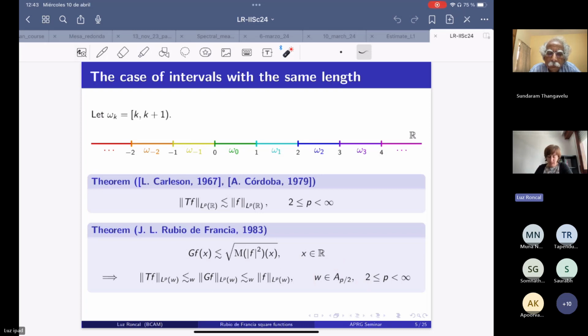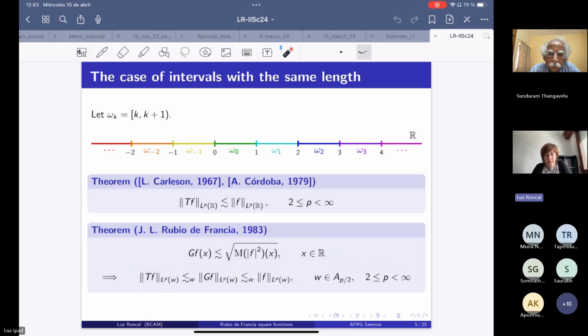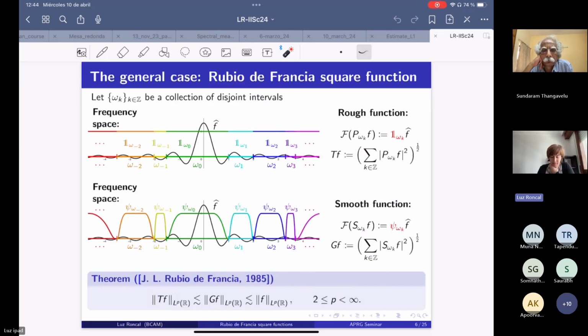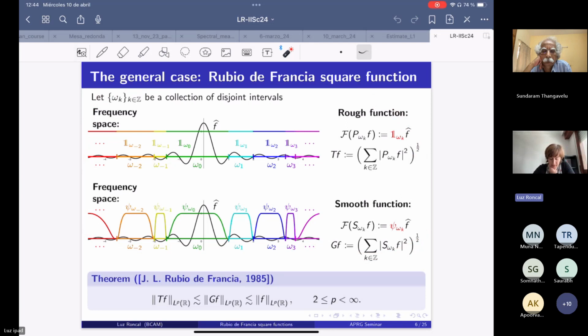So the point is that he is able to find this result in more generality. The next step is: what's going on if we consider an arbitrary collection of intervals at the beginning, with maybe the only restriction that the intervals are disjoint? Remember the first slide. This is the most general situation, and for this general situation, Rubio de Francia proves that these operators are bounded in L^p for p greater than or equal to 2.